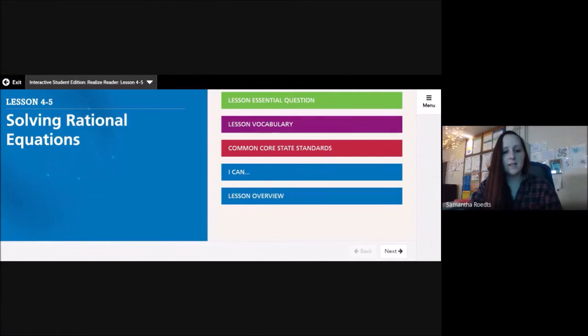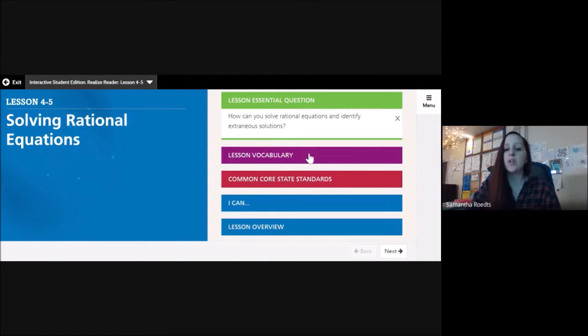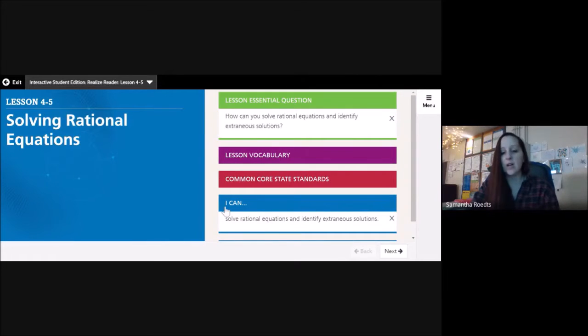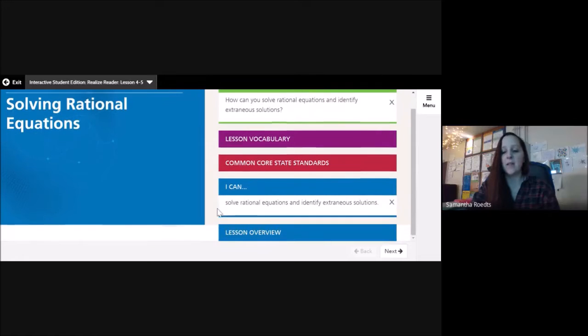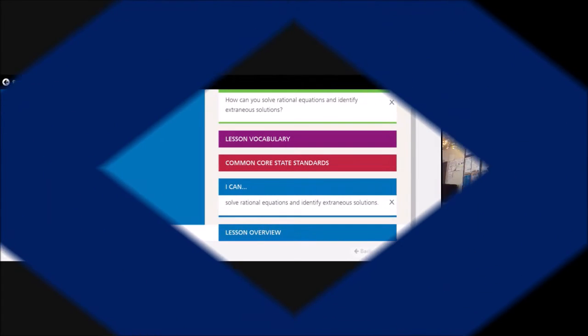All right, this is Unit 4, Lesson 5, Solving Rational Equations. So our lesson essential question is, how can you solve rational equations and identify extraneous solutions? At the end of this lesson, we'll be able to solve these rational equations and identify the extraneous solutions.